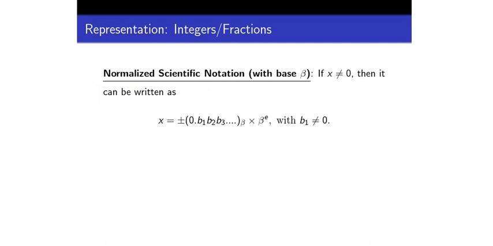So that normalized scientific notation is as follows: if you take any non-zero real number, then you can always write it as x equals either positive or negative, point b1 b2 b3 with base beta, times beta to the power e.